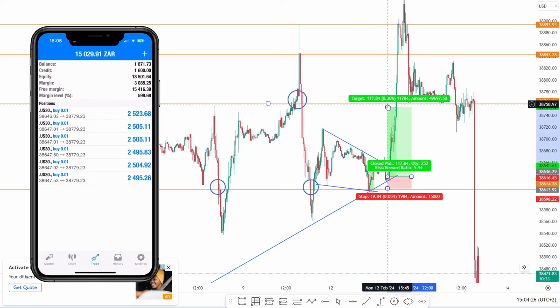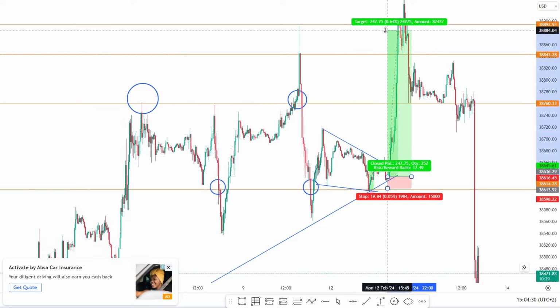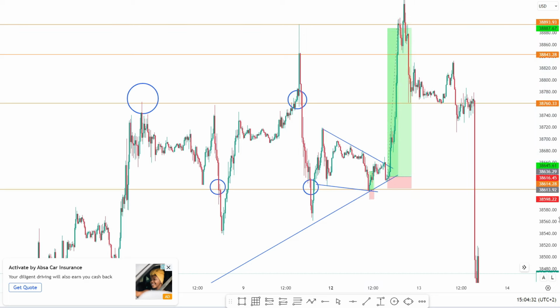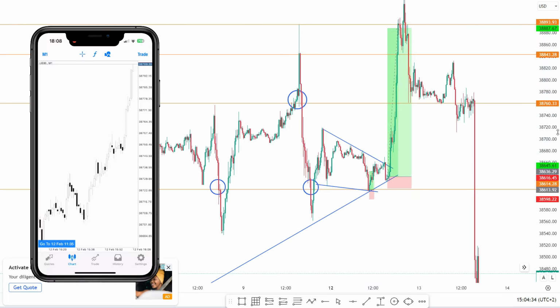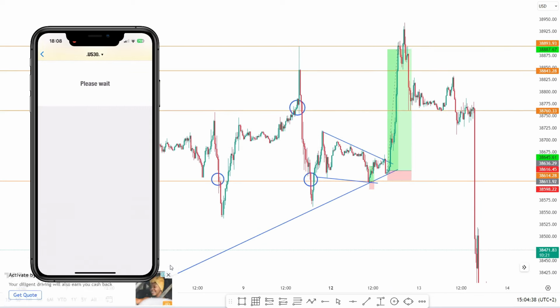But if we had held up until, let's say, this take profit or this particular take profit, we would have easily seen around 35,000 Rand worth of profit. But that is the breakdown of this particular trade.